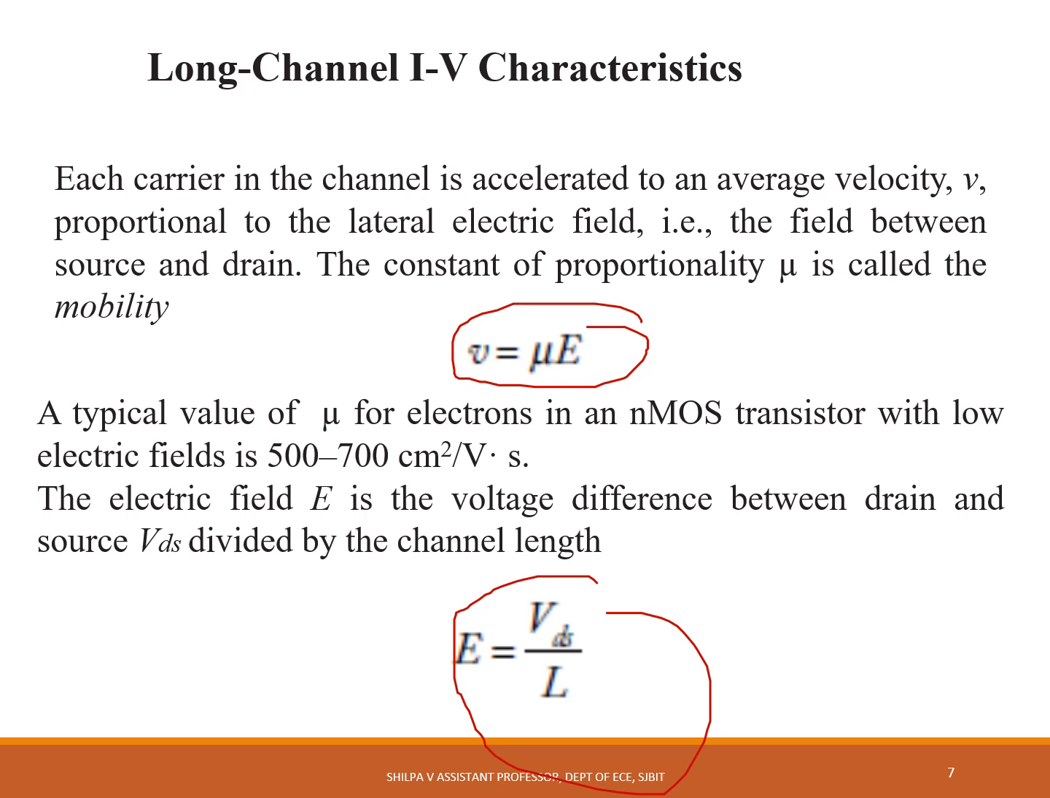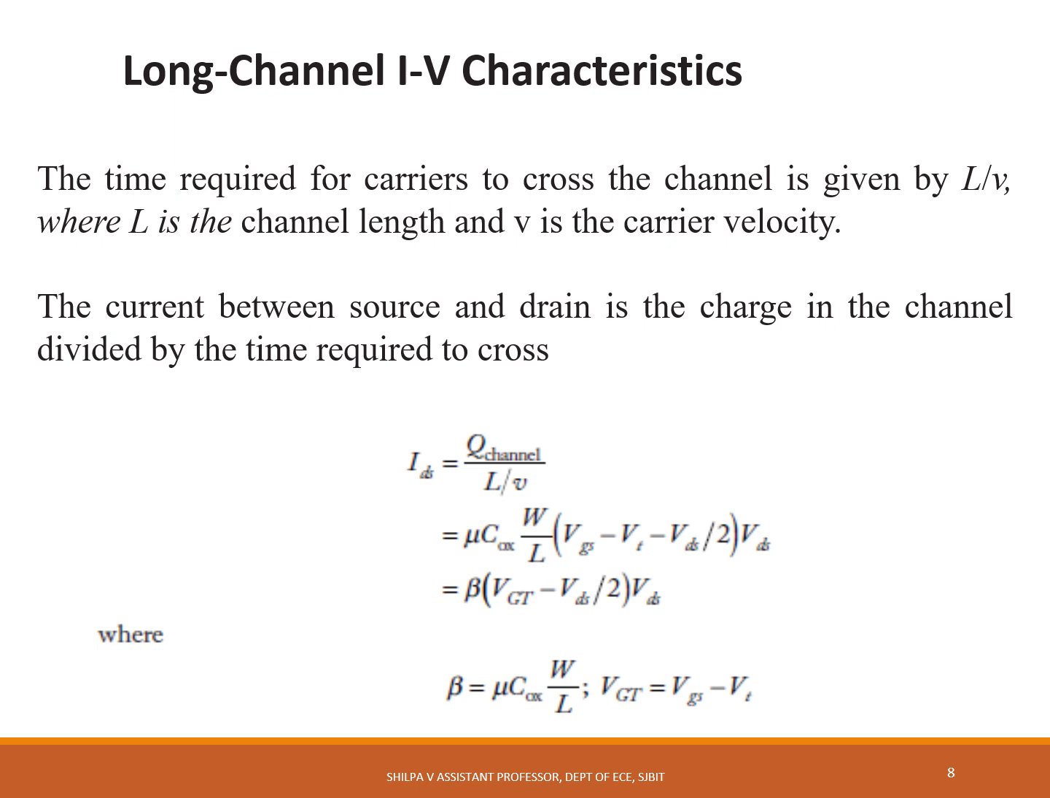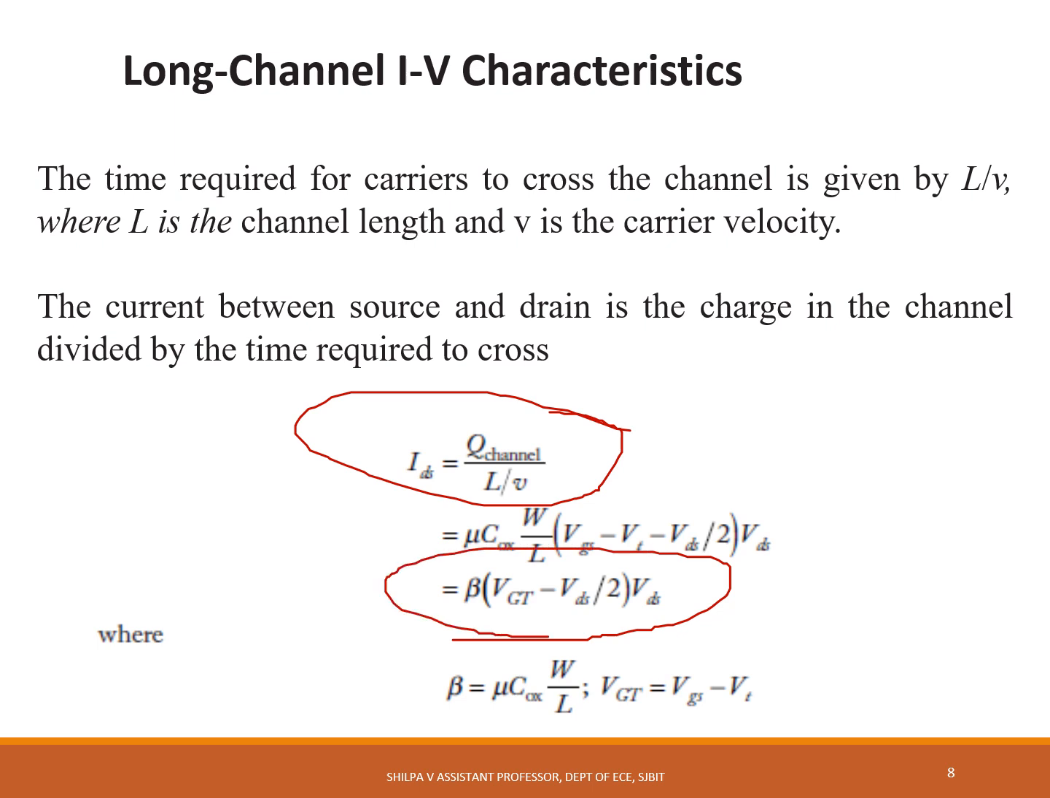Based on that, the IDS, the current through the drain and source terminals of a transistor, can be written as Q channel divided by L into v. If we substitute for Q channel and simplify, we get the value of IDS as beta into (VGT minus VDS by 2) into VDS, where beta is mu Cox into W by L, and VGT is VGS minus VT. This equation we have derived describes the linear region of operation.